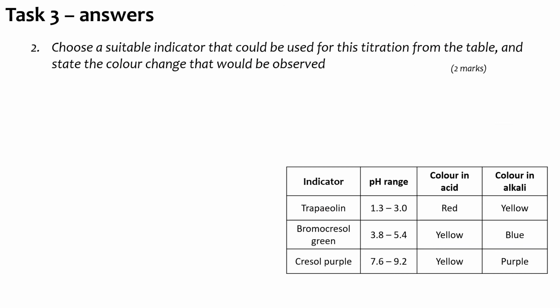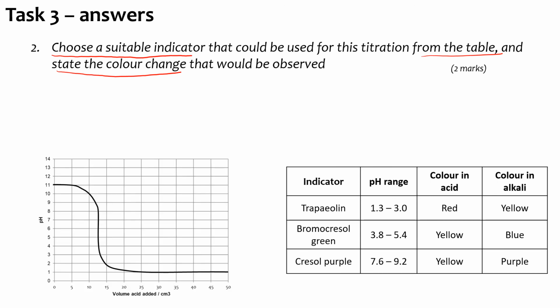So answer for 2, choose a suitable indicator that could be used for this titration from the table and state the colour change that would be observed. So we need to look at the graph that's just been drawn, and we're looking for the fact that the sharp change, that rapid change in pH, is from around 8 to around 4, so we're looking for an indicator that would fit in that range. So if we start off with the trapeolin, I'm not sure if that's how you say it, but we'll go with that. That has a pH range of 1.3 to 3.